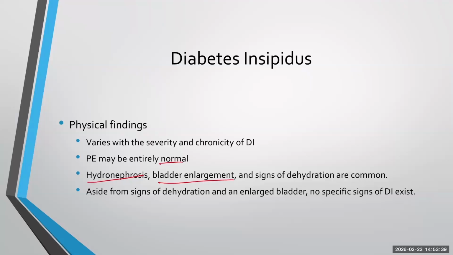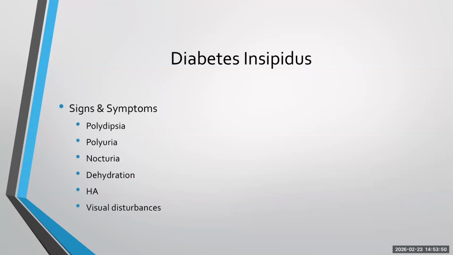And they get some signs of dehydration. However, besides dehydration and an enlarged bladder, there really are no specific signs for diabetes insipidus. So polyuria, polydipsia, nocturia, dehydration are your big signs and symptoms for this.